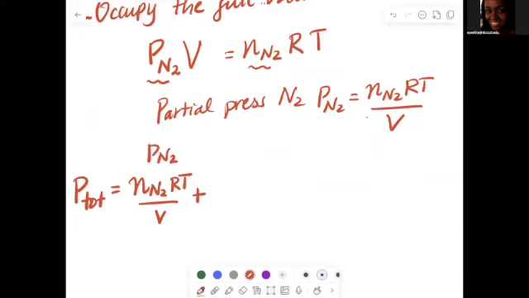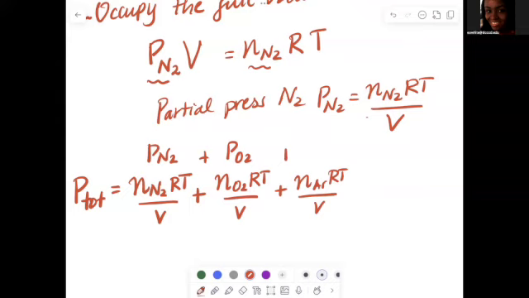And I'm going to add this to number of moles of oxygen, RT over V. This takes the place of partial pressure of oxygen. Then I'm going to write number of moles of argon, RT over V. This takes the place of partial pressure of argon. Then finally, I'm going to write number of moles of carbon dioxide, RT over V. This takes the place of the partial pressure of carbon dioxide.